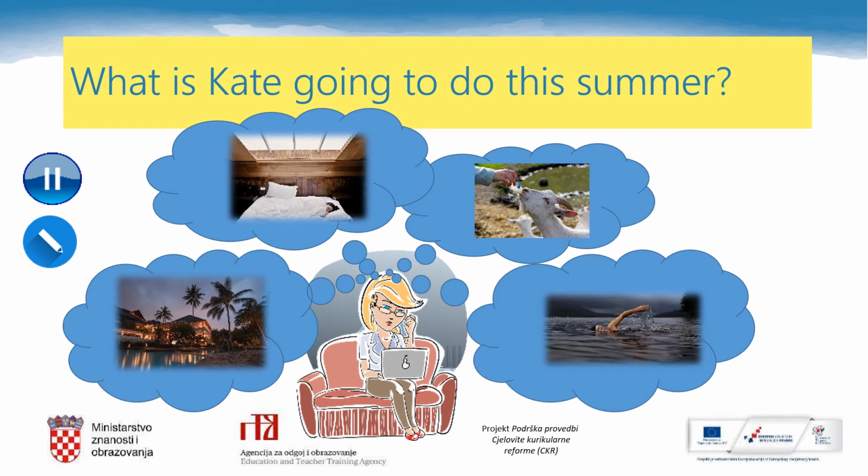This is Kate. What is she going to do this summer? She is thinking about 4 things. It means that she hasn't arranged anything yet. These are her plans. Remember, when we talk about plans, we use going to future. Your task now is to write 4 sentences about Kate's plans for this summer.